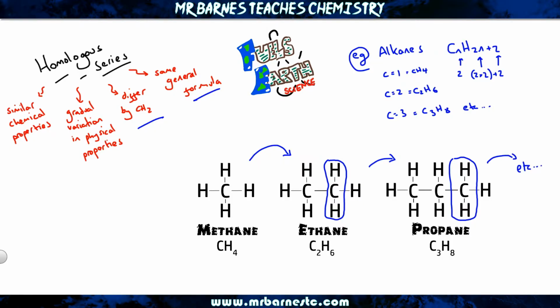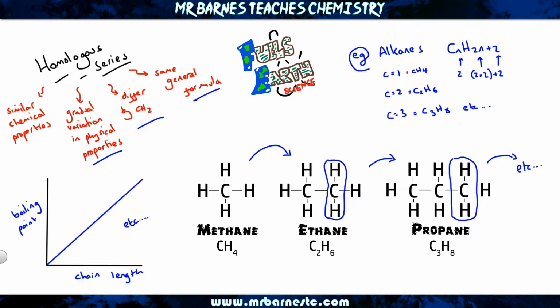The part where it says a gradual variation in physical properties, if we look at boiling points for example, as the chain length increases, so does the boiling point. So there is a gradual variation. And then finally, similar chemical properties, the alkanes all react with oxygen to form carbon dioxide and water, so they react the same way.